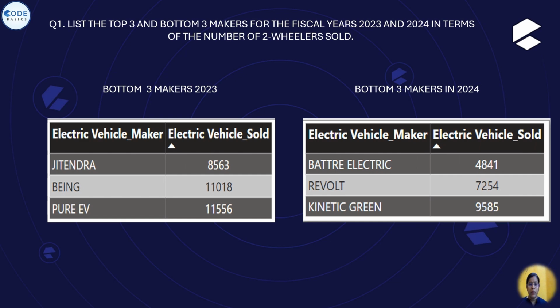The bottom 3 makers of two-wheelers in 2023 are Jitendra, Bain and Pure EV. In case of 2024, here we have Battery Electric, Revolt and Kinetic Green.